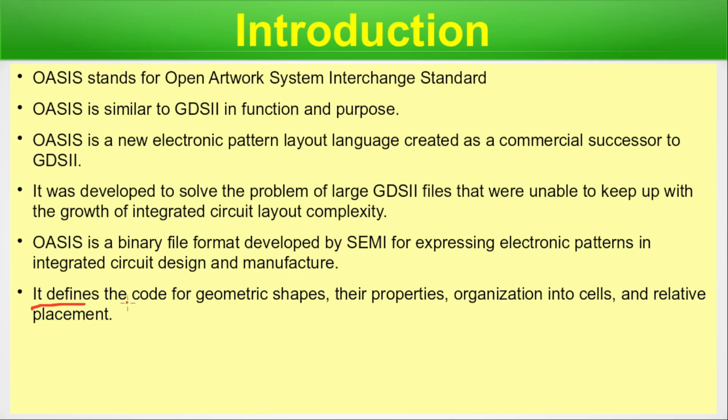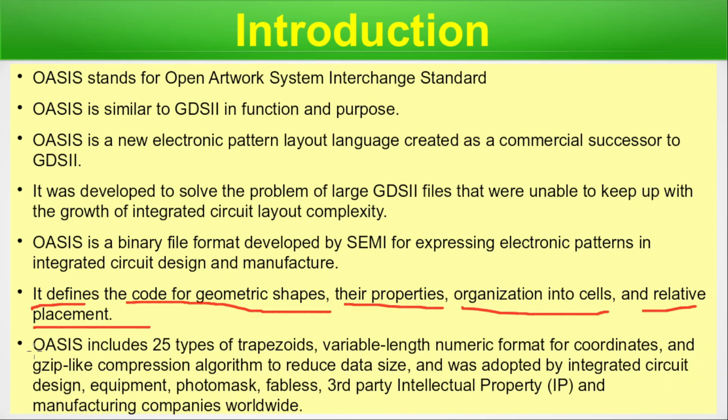It defines the code of geometric shapes, their properties, organization into cells, and relative placement. So these are things that you expect from a layout software. That means where you design the layout or you process the layout, whatever you are doing with the layout. Now we come to the point where we talk in more detail about the OASIS. So OASIS includes 25 types of trapezoid, variable length numeric format for coordinates, and gzip-like compression.